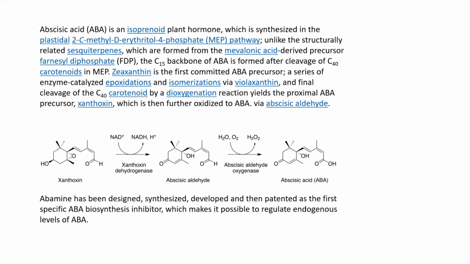Zeaxanthin is the first committed ABA precursor. A series of enzyme catalyzed epoxidations and isomerizations via violaxanthin, and final cleavage of the C40 carotenoid by a dioxygenation reaction yields the proximal ABA precursor, xanthoxin, which is then further oxidized to ABA via abscisic aldehyde. Abamine has been designed, synthesized, developed, and then patented as the first specific ABA biosynthesis inhibitor, which makes it possible to regulate the endogenous level of ABA.